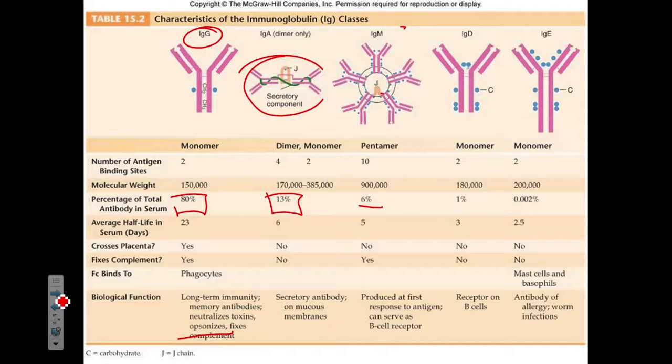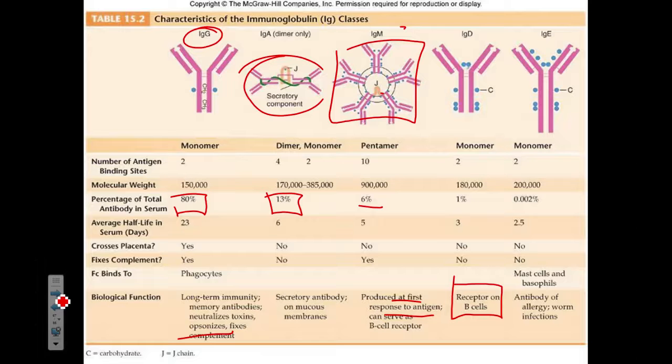IgD, immunoglobulin D, is exclusively a receptor on a B cell. One of the things that differentiates IgM from IgD is that IgM is produced first in response to an antigen. So the very first antibodies that are being secreted in response to that antigen are antibodies that can bind to incredibly high numbers of that antigen.